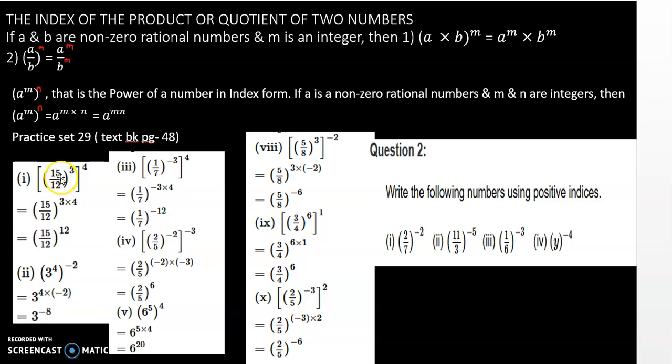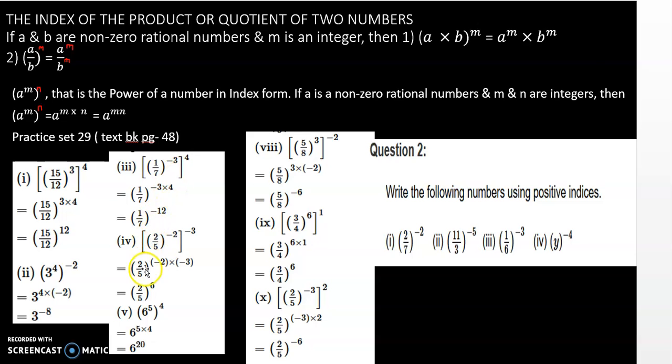So the first one is 15 upon 12, the whole raised to 3, then whole raised to 4. So I said 3 multiplied by 4. In this form it is M into N, so that is 3 multiplied by 4, that is 12. Next, it is the same thing, 4 into minus 2, so that is minus 8. You can convert into plus also, 1 upon 3 raised to 8. Both answers are correct. Next it is 1 upon 7 raised to minus 3 and then whole raised to 4.